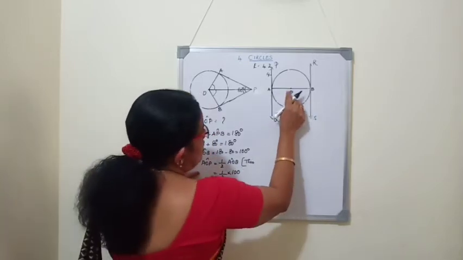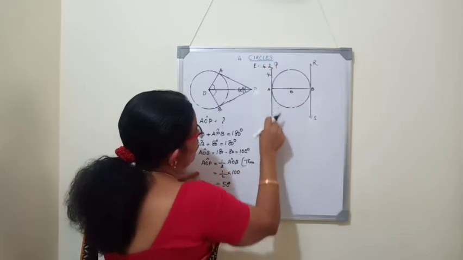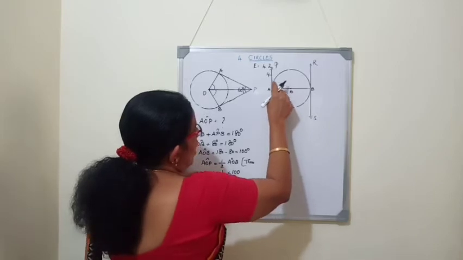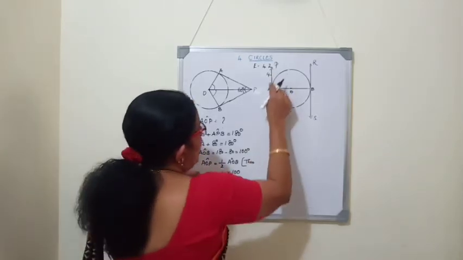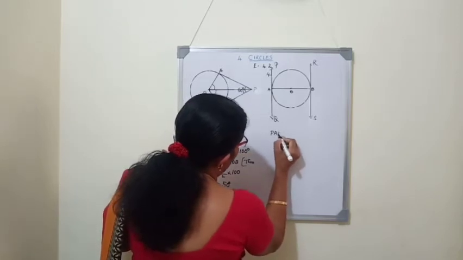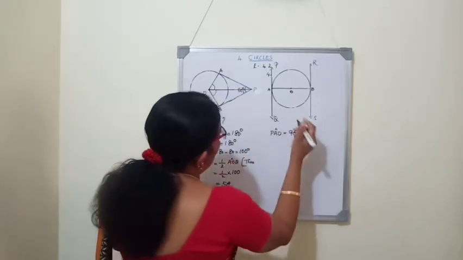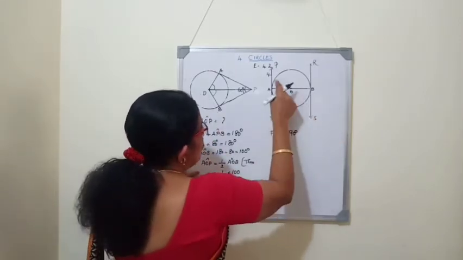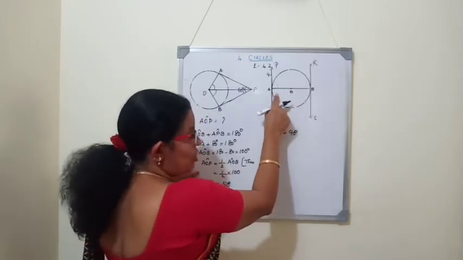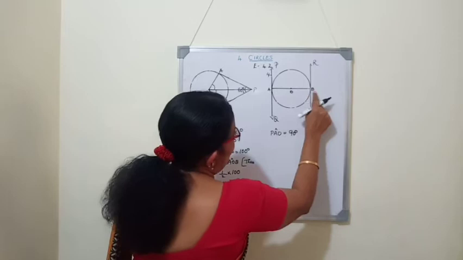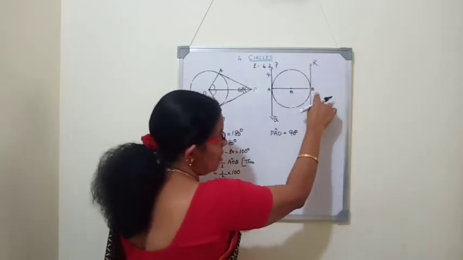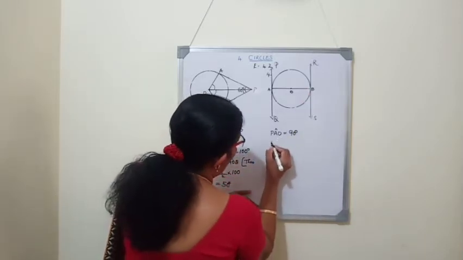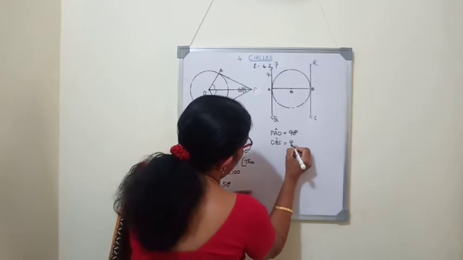So we know that this is the radius, A is the point of contact, PQ is the tangent. Then what about angle PAO? Radius at the point of contact is perpendicular to the tangent. Angle PAO is equal to 90 degrees by theorem 1. Now, what about angle OBS? Not only PAO is 90, even OAQ is also 90. Now we will consider this angle. OB is the radius, RS is the tangent, B is the point of contact. What about angle OBS? That is also 90 degrees.